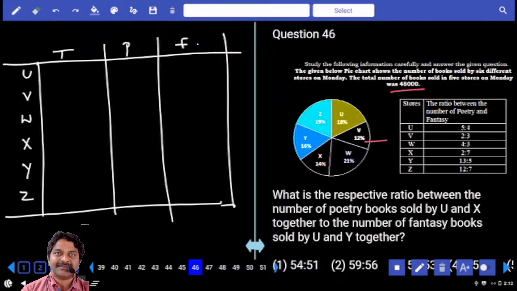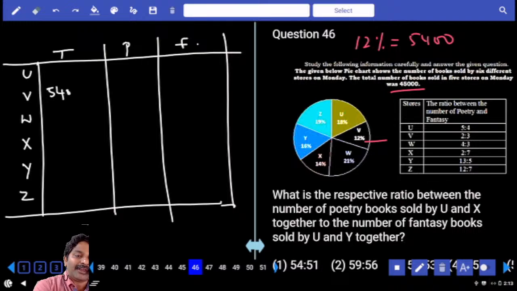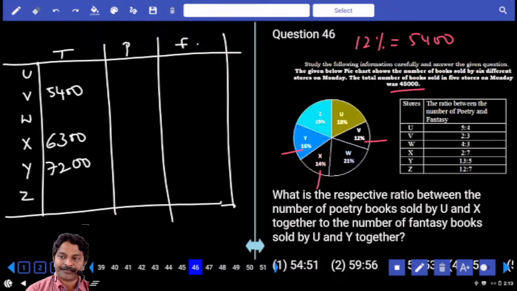12%. What is 10%? 4,500. 2%, 900. What is 12% then? 4,500 plus 900, 5,400. Which value is that? V. Be careful with numbers. Then 14%. Add 2% more. 900 more, 6,300. X is 6,300. Then Y is again 900 more, 7,200. U is again 900 more.